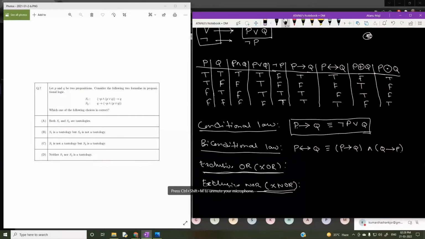If you can remember this whole truth table, whatever I have done here, then if you get any kind of logical question, you can solve it by using only this truth table.